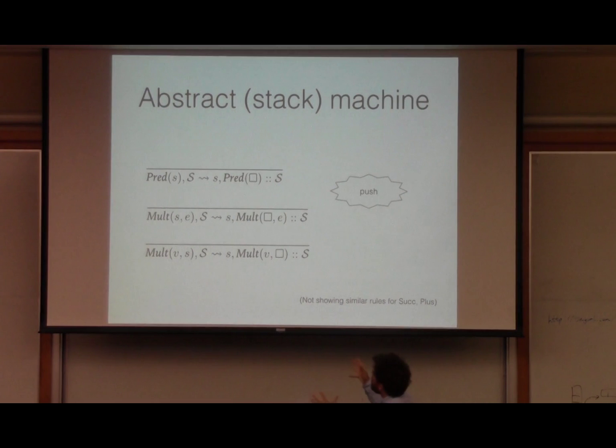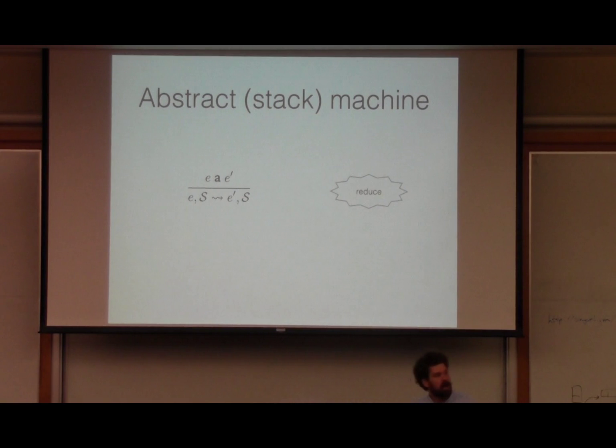So you've got an expression that's the predecessor of something that's serious. Okay, so why did I write pred of S instead of pred of E? S is serious, but what would be wrong with saying pred of E and then taking this transition? Yeah, it would overlap with this because pred of an integer reduces to I minus one.